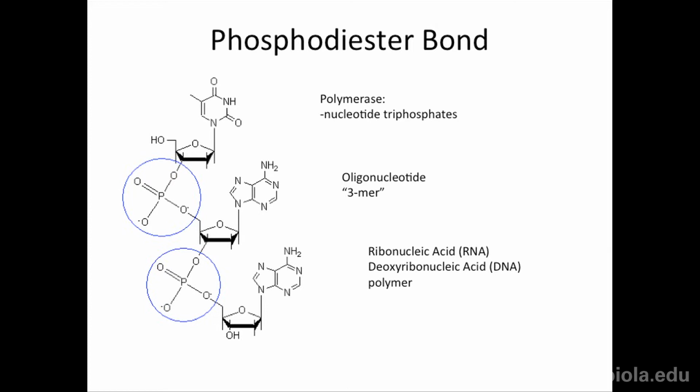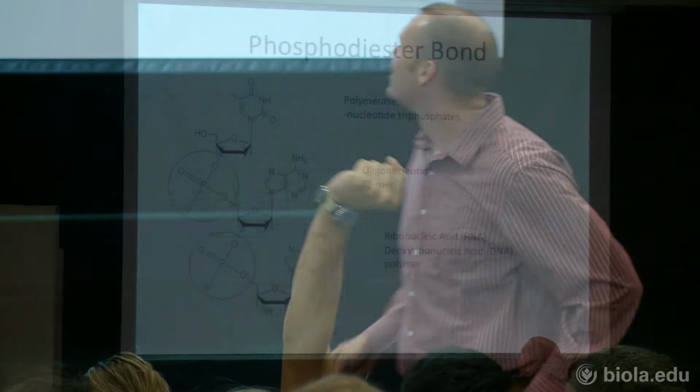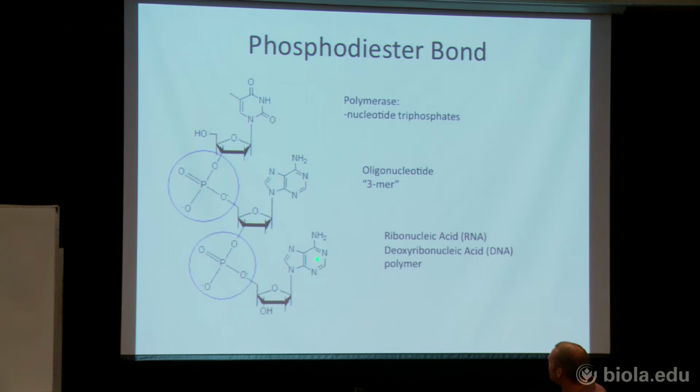What's that base? Yeah, it's a T, thymine. And this is two ATP, or adenosines. So this is TAA. This is not a thymine. This would be a thymidine monophosphate, right? If it was a single nucleotide. But it's not a single nucleotide. It's actually bonded to another nucleotide. So this is no longer a nucleotide.